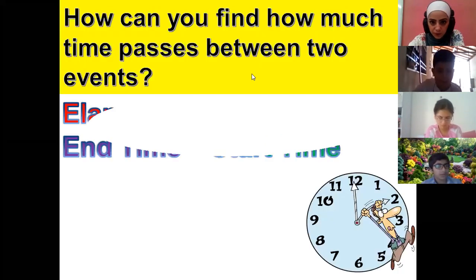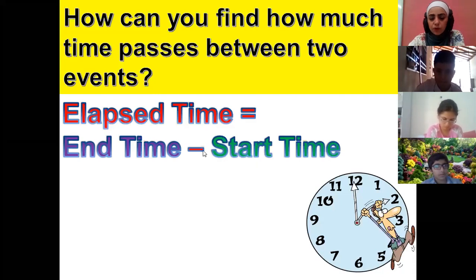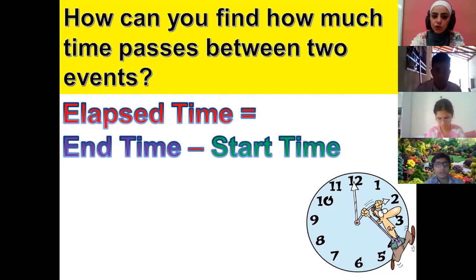How can you find how much time passes between two events? That's what we call elapsed time. It's like when you watch a movie. You know that you start watching the movie at a specific time, like for example at 1, and you finish watching the movie at 3. For the elapsed time, you take the ending time, which is 3 o'clock, minus the time that you started watching the movie, which is 1. That's going to be 2 hours for watching the movie. So this is elapsed time.